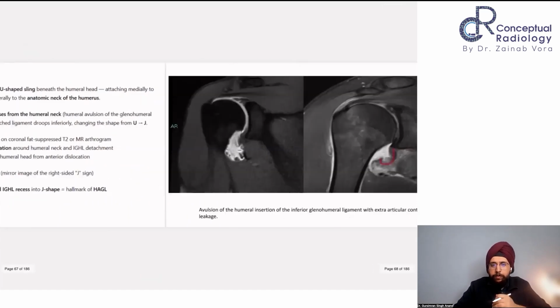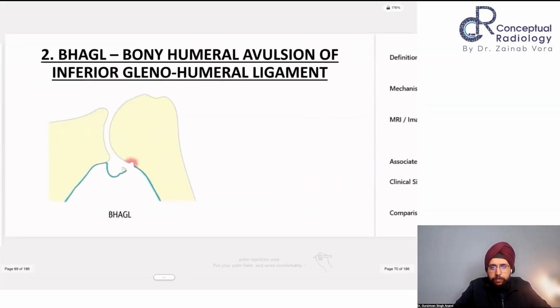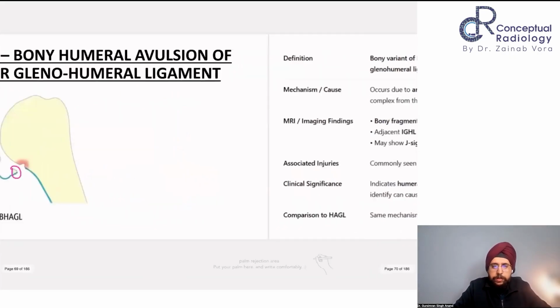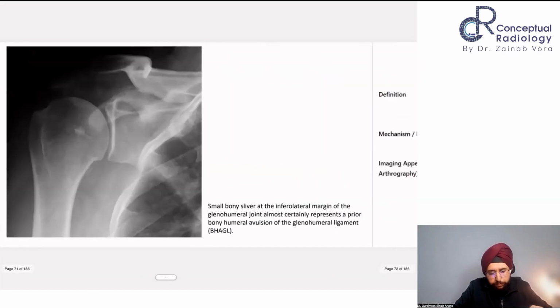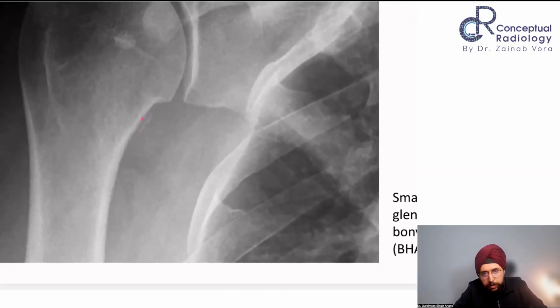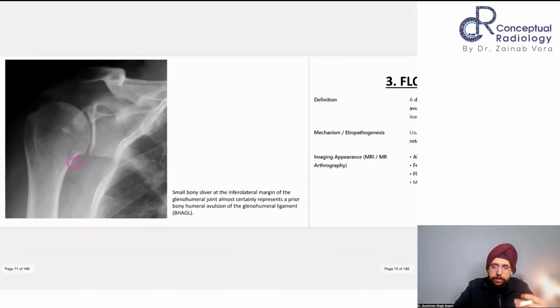If you're doing arthroscopy, you will see the contrast leakage into the extra-articular space. Bony avulsion: if it takes a small bony fragment with itself, we call it the bony humeral avulsion. In this case, you see a small fragment which is seen near the humeral neck. So this was actually a case of prior bony humeral avulsion of the glenohumeral ligament.